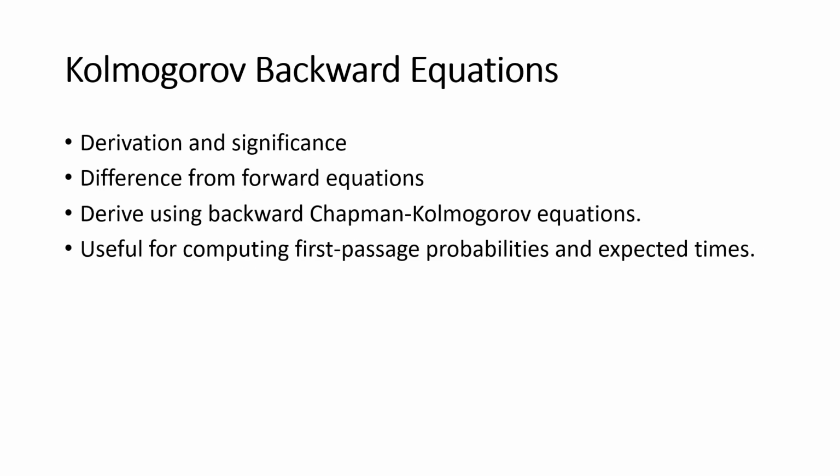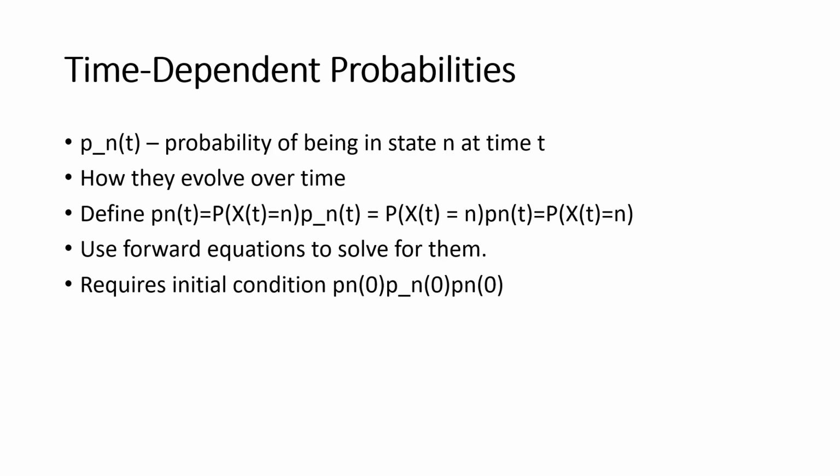The Kolmogorov backward equation is derived using the backward Chapman-Kolmogorov equations, useful for computing first passage probabilities and expected times. The time-dependent probabilities: P_n(t) can be expressed as the probability of being in state n at time t, and how they evolve over time. Define P_n(t) equal to P(X(t) equals n).